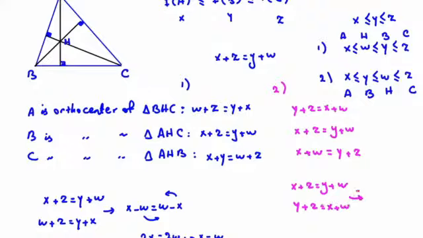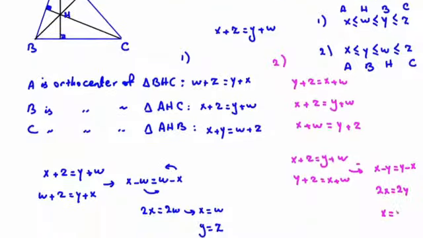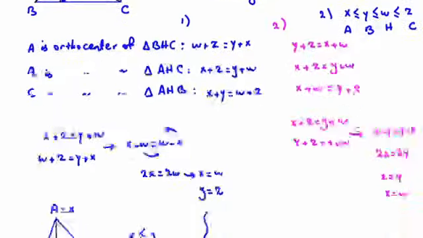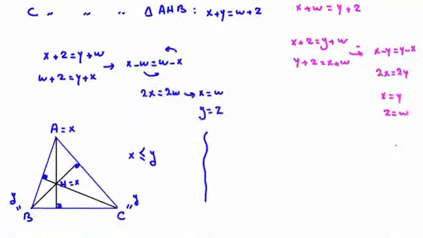If we subtract, then we can say that X minus Y equals Y minus X. So here we conclude 2X equals 2Y, so X equals Y. And because X equals Y, then this equals this, so Z should also be equal to W. And let's see the equations. So in this case, X equals Y, Z equals W.